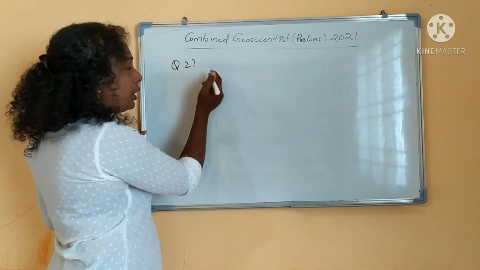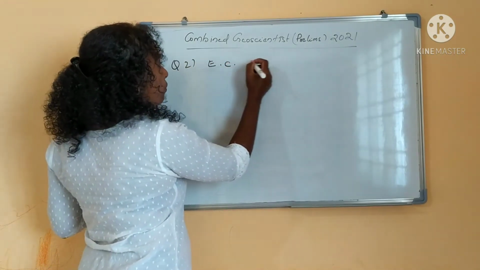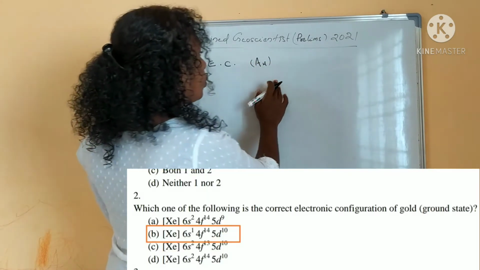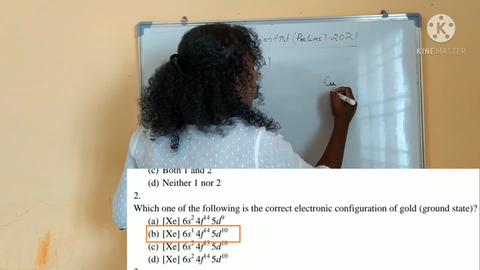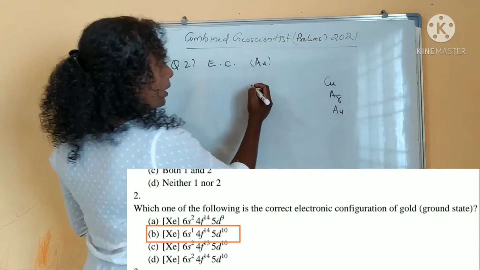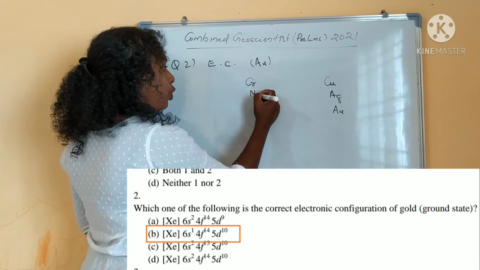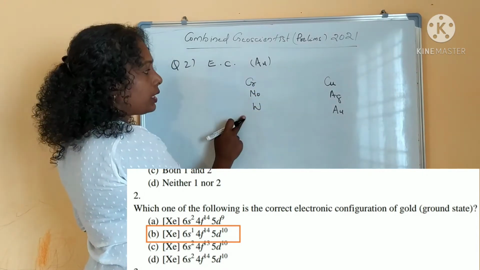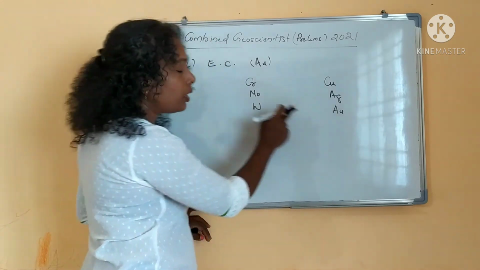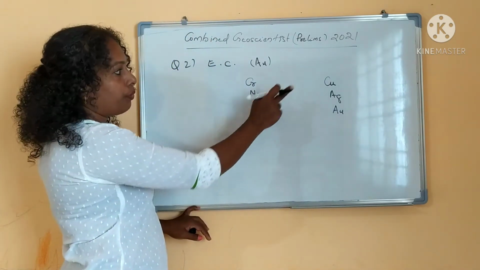Your question number 2 is the electronic configuration of gold, they have asked. What is the electronic configuration of gold? Gold belongs to the group copper, silver, gold, right? And another group is chromium, molybdenum and tungsten. The electronic configuration varies for these two groups, right? So we will see what the electronic configuration is here.